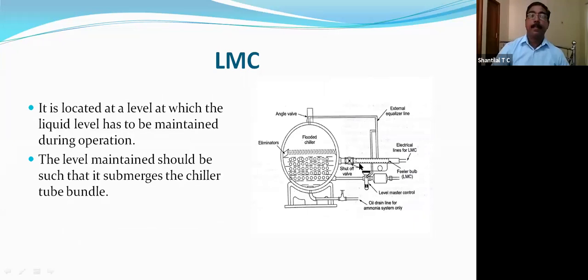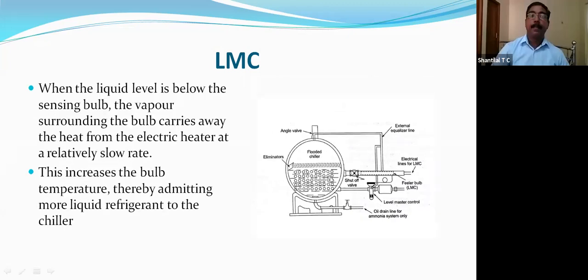Now how does it work? When the liquid level is below the sensing bulb, this is the level. Understand? So when the liquid refrigerant is below this level, what happens? The heater will be heated more. Why? Because there is no liquid refrigerant. Normally, liquid enters this line, and if this heater is heated, the liquid refrigerant carries away the heat from the electric heater at a relatively slow rate. That means the liquid refrigerant will be in this line. So when this heater is heated, the refrigerant is carrying this heat.